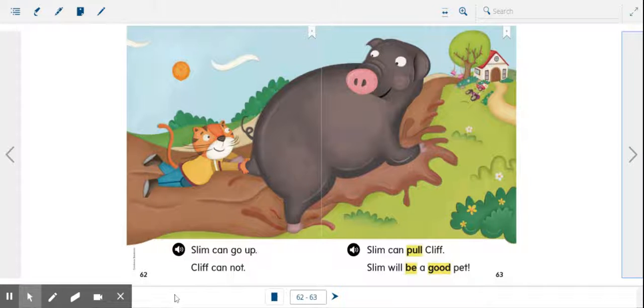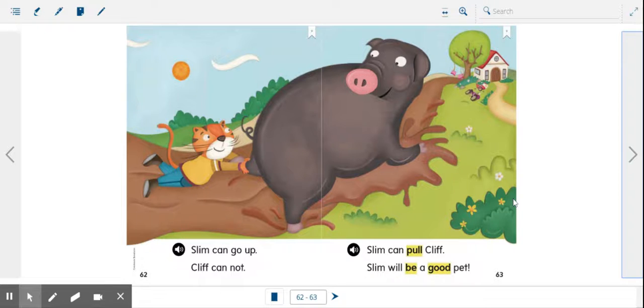Slim can go up, but Cliff cannot. So it looks like Slim is able to climb back up that hill. Cliff couldn't climb up that hill. It was too slippery. Slim can pull Cliff. Slim will be a good pet. Yeah, Slim is now pulling Cliff up the hill because Cliff couldn't climb on his own. And see, there's our high frequency words, pull, be, and good.